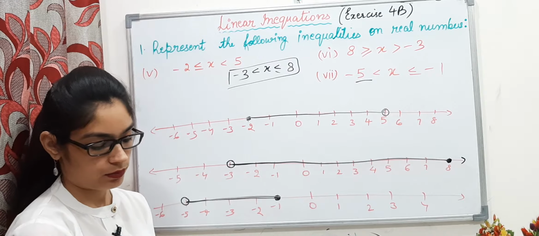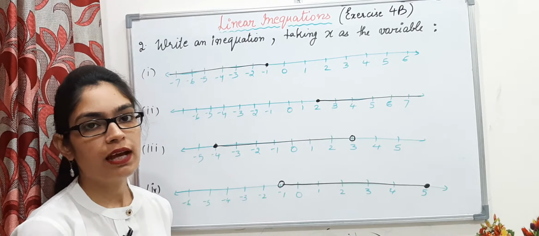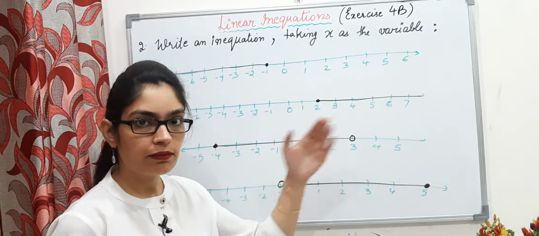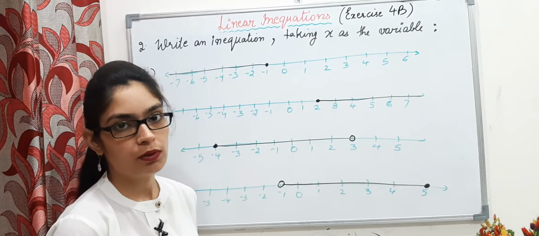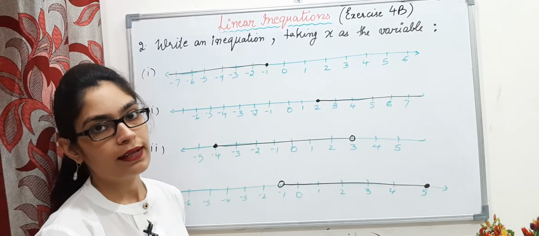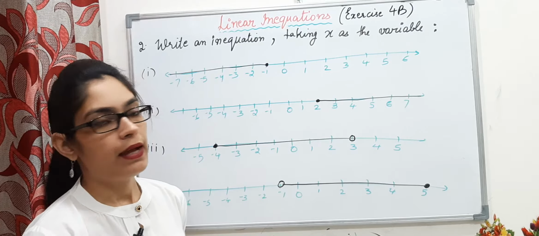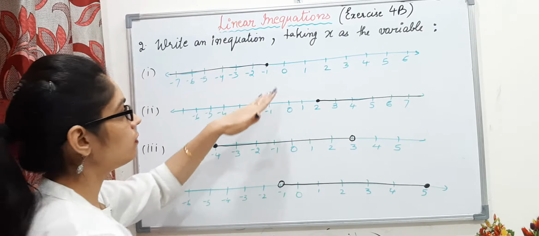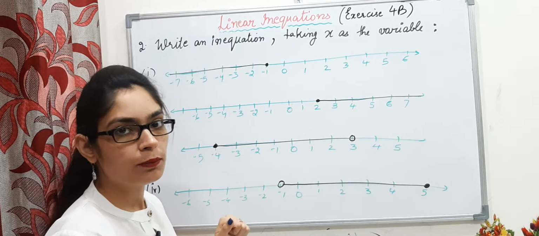Now let's do the second question. In the second question, number lines are already given to us and we have to write the inequation. It is the opposite of the previous question, where the inequation was given and we drew the number lines. So it's very simple. For a dark dot, I told you the sign will be less than or equal to, or greater than or equal to. If the point is going towards the left side, the values will be less than.